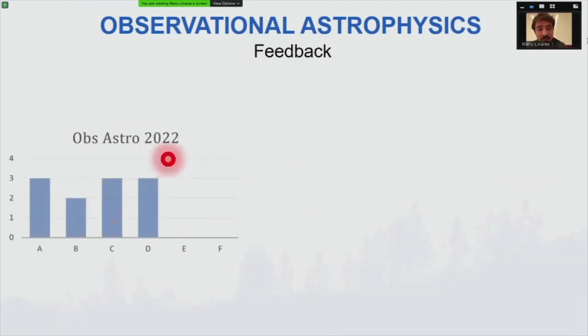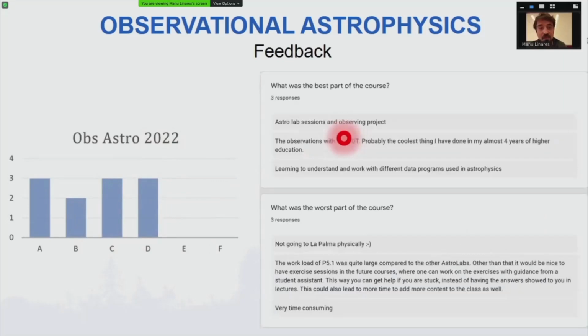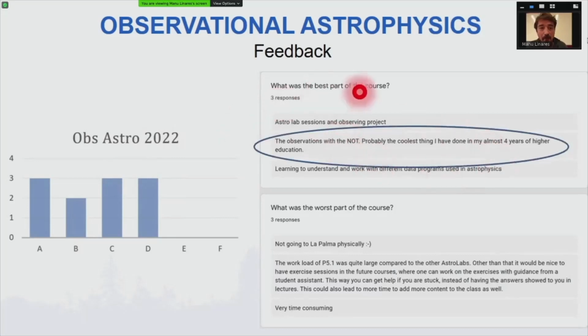These were the grades, freshly out of the oven. I just corrected all the reports and exams. They also have a final exam, and these are the grades. And just to give you a sense of the feedback that I got: of course, the observations with the NOT were the best part of the course. Probably the coolest thing that I have done in my almost 4 years of higher education. So they really like this, and they really enjoyed that.